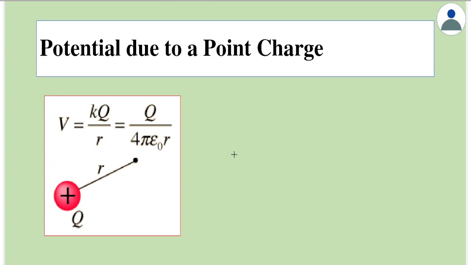Hello everyone, let's find out electric potential due to a point charge. So let's assume that there is a point charge called capital Q, and this point charge is placed at a point A. Now let us try to find out what is the potential because of this point charge at a given point B such that the distance between point A and point B is R. Now our aim is to find the potential at this point B.